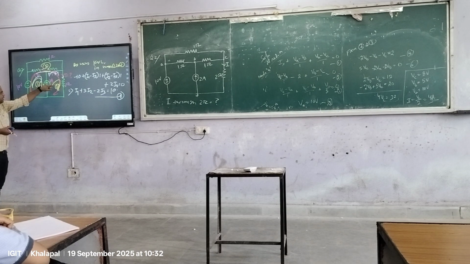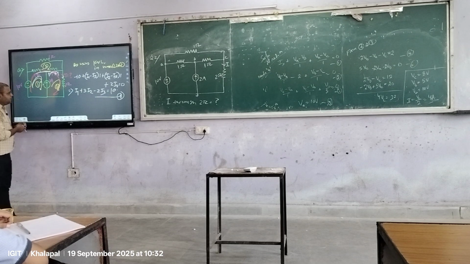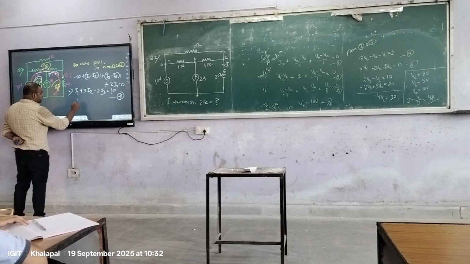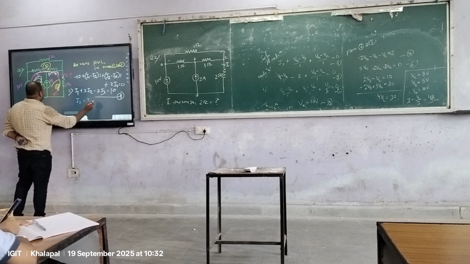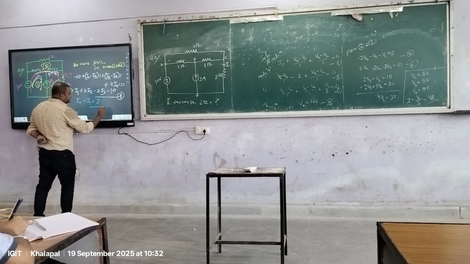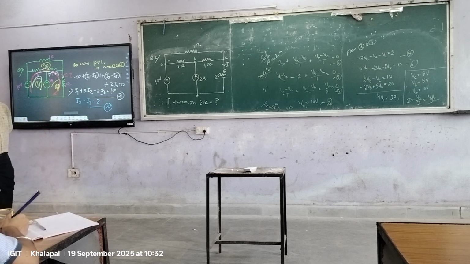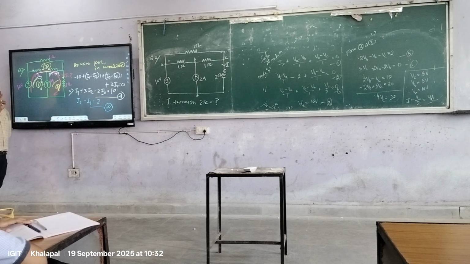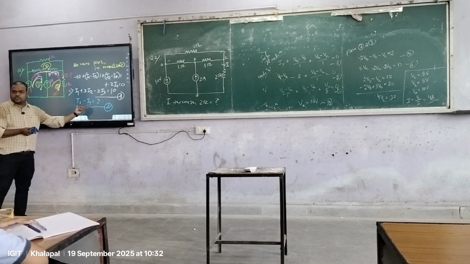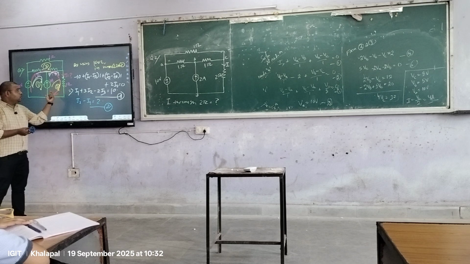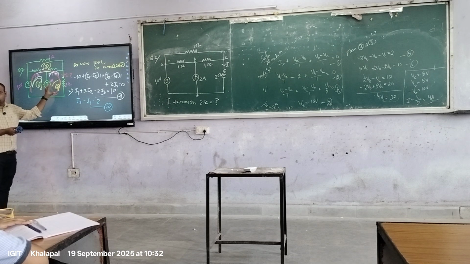Which current is upward here? I2 is upward and I1 is downward. The net direction is upward, so I2 is going to be plus and I1 is going to be minus. Very good, I2 minus I1 is equal to 2 ampere. So this is equation number 2. By using mesh 1 and mesh 2, we get two equations. The first one is by using the super mesh. The second one is the supporting equation, which is nothing but the current difference of the two meshes. Is that clear?